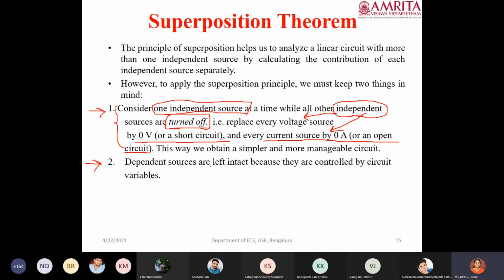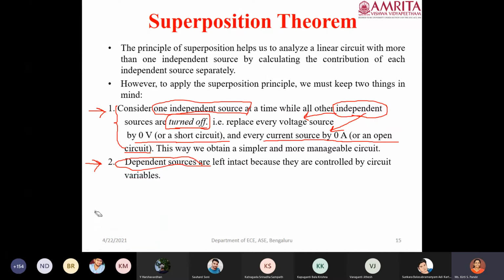The meaning is you cannot turn off the dependent sources. Even if it is a voltage source or a current source, you cannot either short it or open circuit it, respectively. So please do not do anything for the dependent sources. Just let them be as they are in the circuit. The only thing is that independent sources you can turn off. If it is a voltage source, short it. If it is a current source, open circuit.